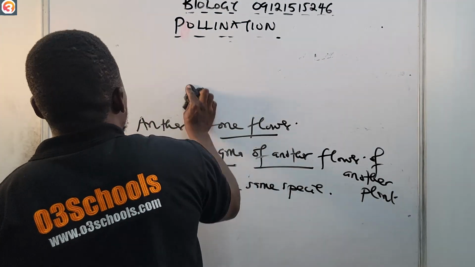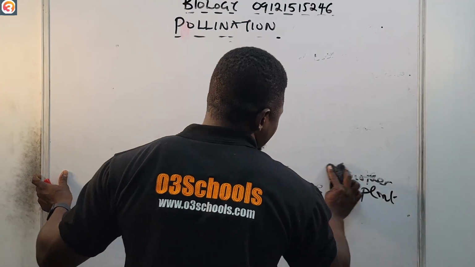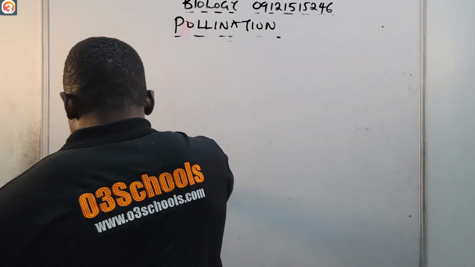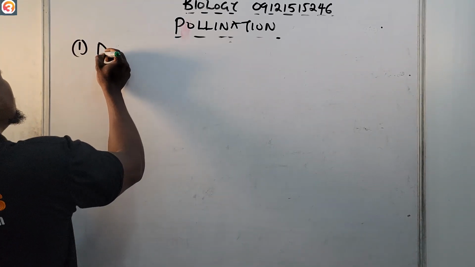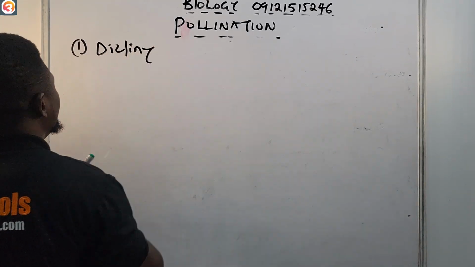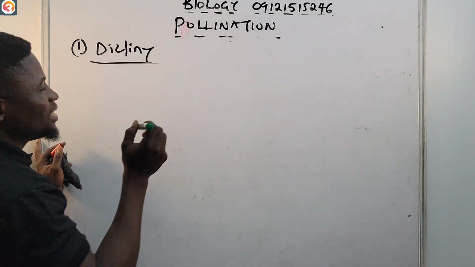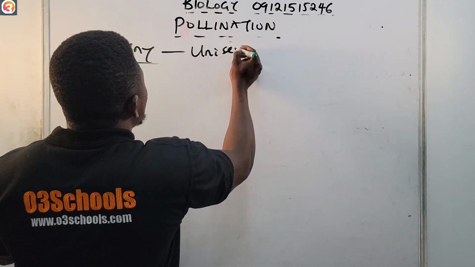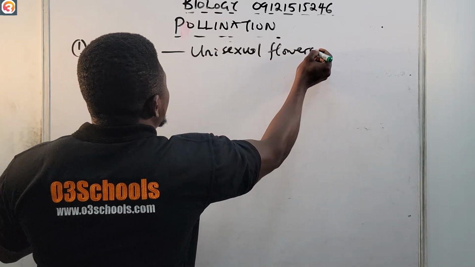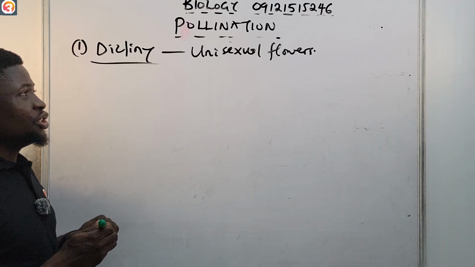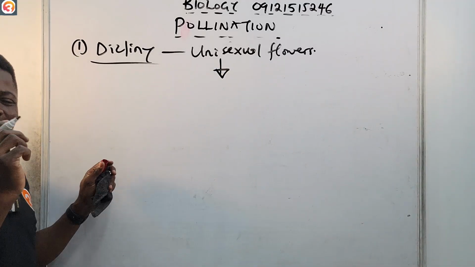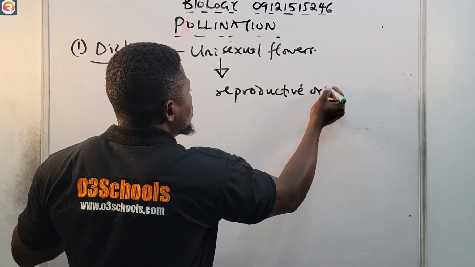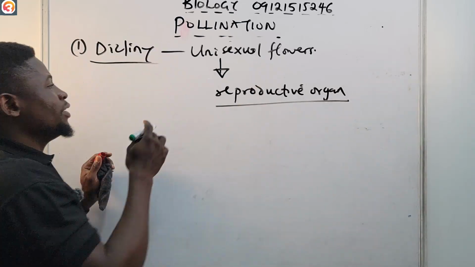Factors that favor cross-pollination, and one among them is diclin</br>y. Diclin</br>y is simply unisexual flowers. And what are unisexual flowers? Unisexual flowers are flowers that contain only one type of reproductive organ. Those are the flowers that we refer to as unisexual flowers.